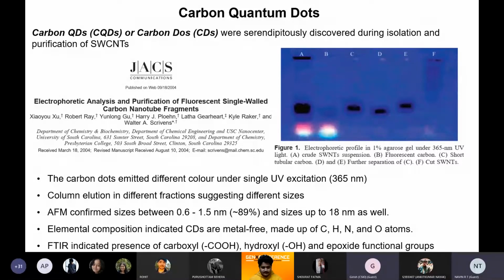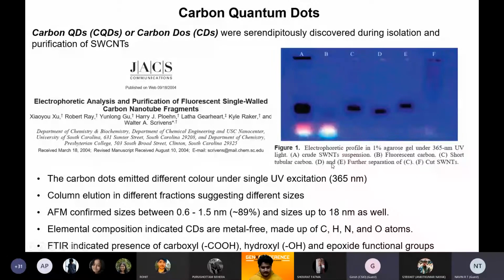So there is no possibility of some metal complex being fluorescent there, because there are several metal complexes which are also fluorescent. For example, there are copper iodide complexes, which are very fluorescent when they are complexing with some organic molecules. So that was not the case. It was completely metal free, and the composition was completely made up of carbon, hydrogen, nitrogen, and oxygen. Like, heteroatoms were also there.